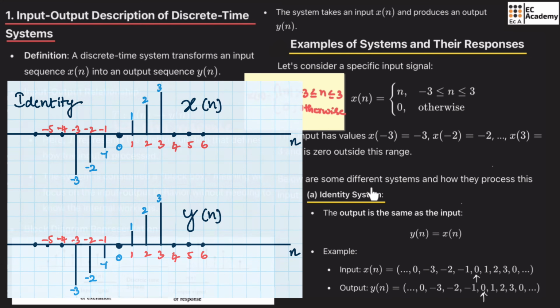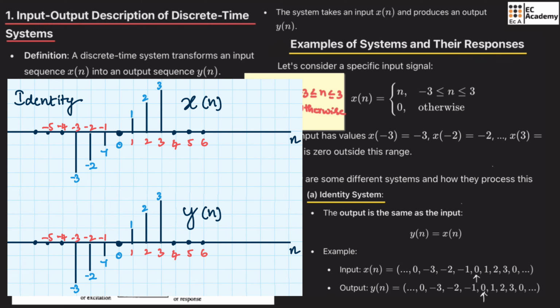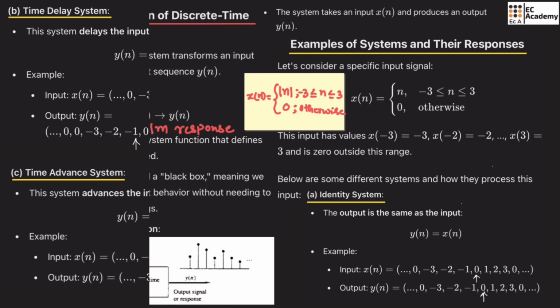First, let us understand the identity system. In the identity system, we can relate output with input as y of n equal to x of n, which means the output is the same as the input. That's why the system is known as the identity system. So here, if the input sequence is this, the output sequence will be the same as the input sequence. That's why this system is known as the identity system.